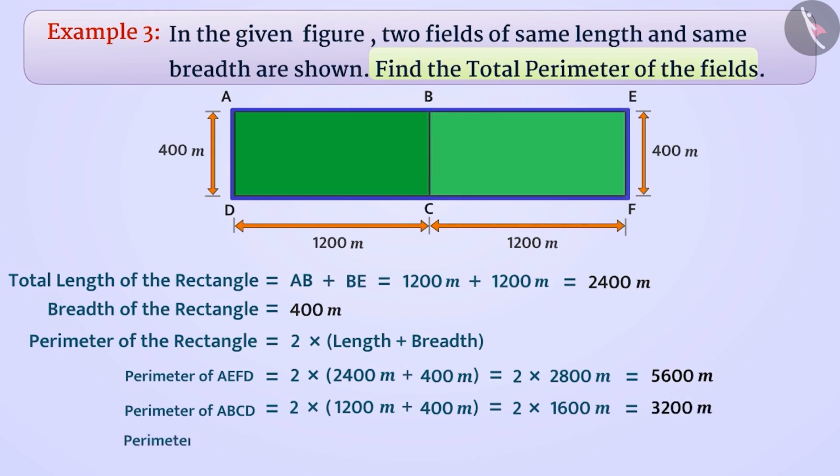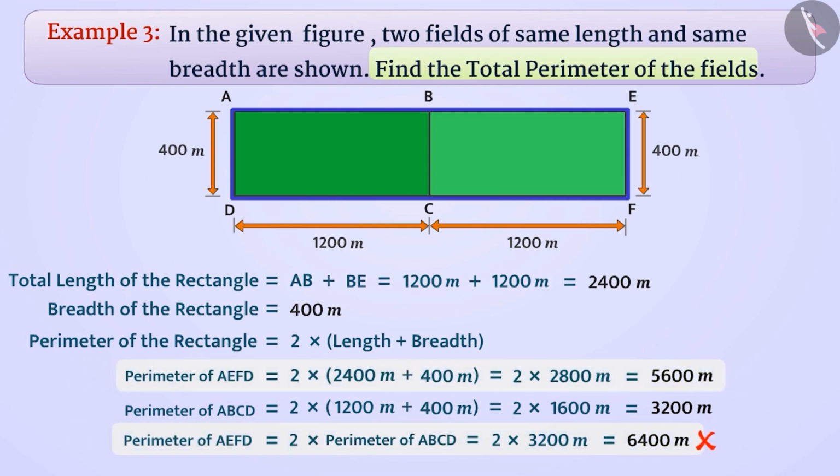In this way, the perimeter of the rectangle AEFD is equal to 2 into the perimeter of the rectangle ABCD, which is equal to 2 into 3200 meters, which is equal to 6400 meters. But this will not be correct. Can you explain why? Think for a while.